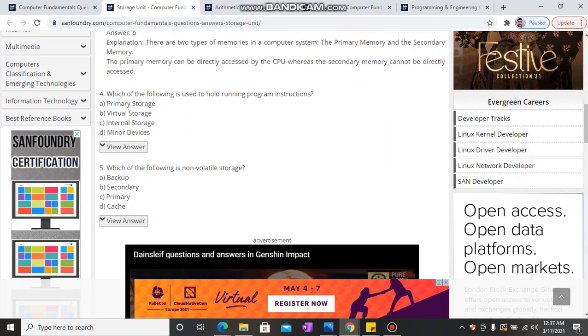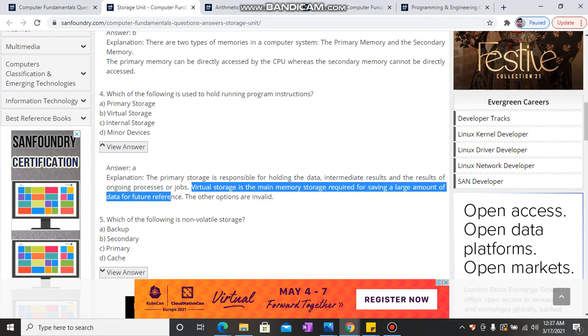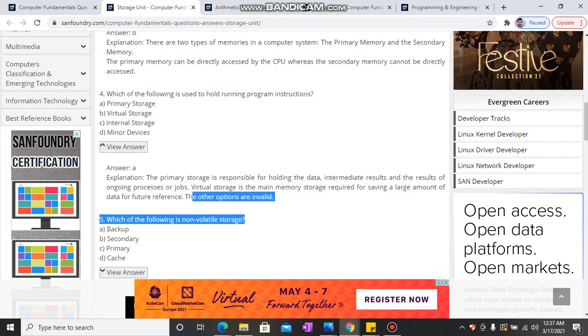Right? Okay, we have another question. Which of the following holds running program instructions? Primary storage, virtual, internal, or minor. The answer is A. It means primary storage is the only memory that holds running programs. The primary storage is responsible for holding the data, intermediate results, and results of ongoing processes or jobs. Virtual storage is the main storage required for saving a large amount of data for future reference. So the other options are invalid.